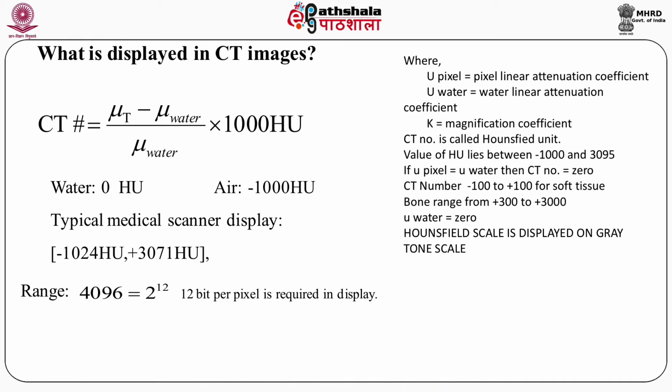Then the CT number is called the Hounsfield unit. This Hounsfield unit is actually in the order of thousands, from minus thousands to plus somewhere around 3096. So if the mu of the pixel is equal to the mu of water, then the CT number is 0. This CT number varies from minus 1000 to plus 1000 for tissue. For water it is about 0. For bone it is very high, about 1000. So depending upon the Hounsfield unit of each pixel, the grayscale is assigned.